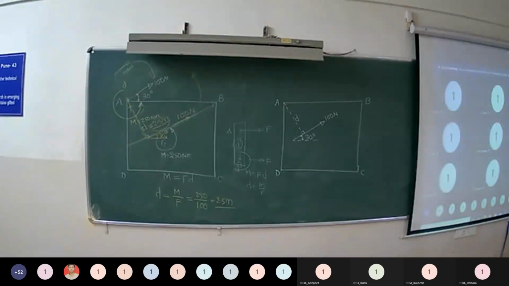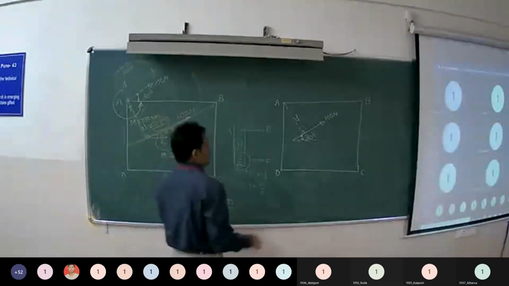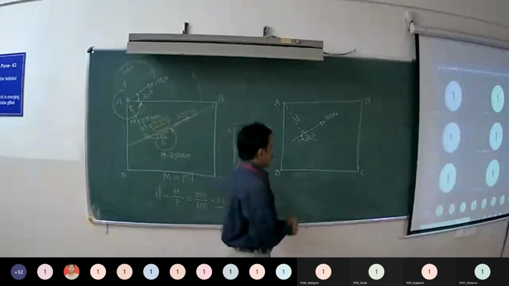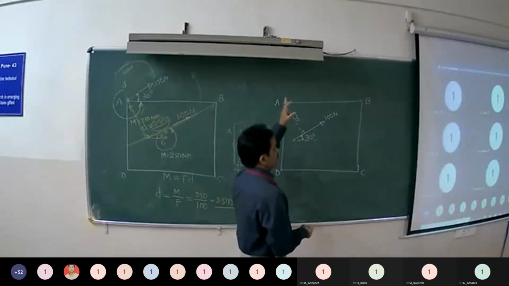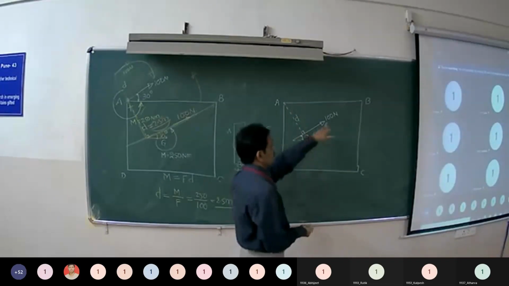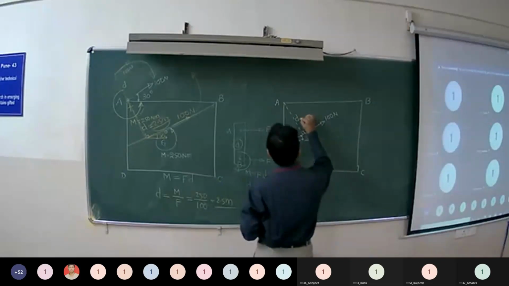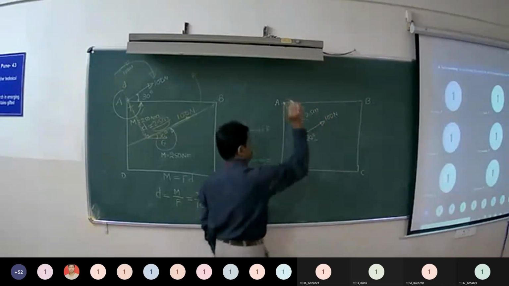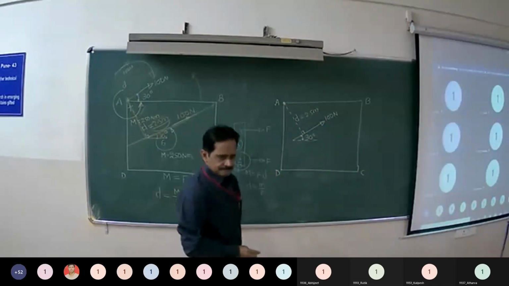Replace this force and couple with an equivalent single force. So you have to replace the force and couple with an equivalent single force. Now see this figure. I have replaced the given force and couple with a single force of 100 Newton acting at a perpendicular distance of 2.5 meters from A. Now the question is where it is acting, right?